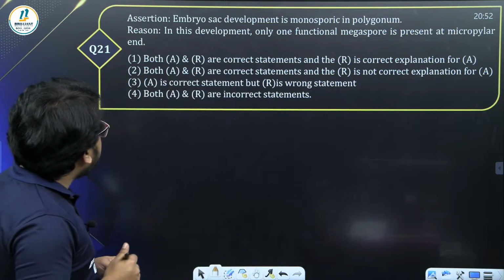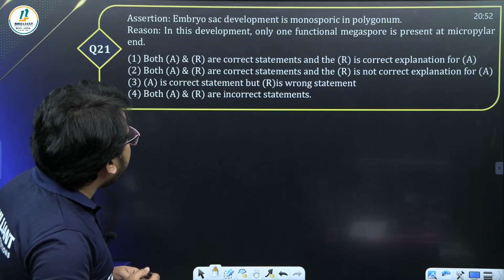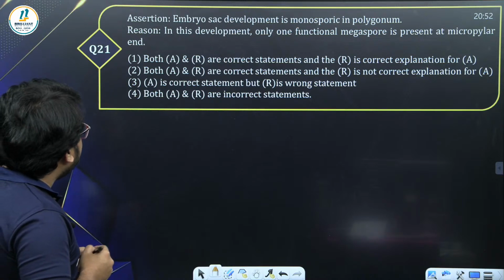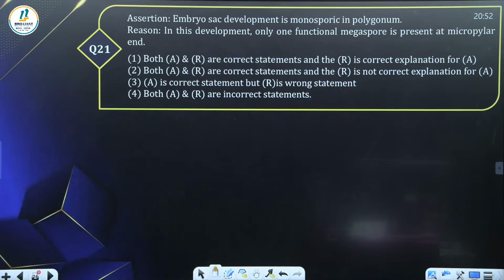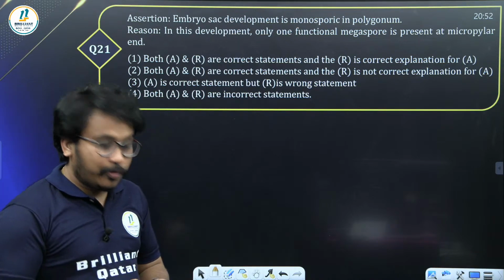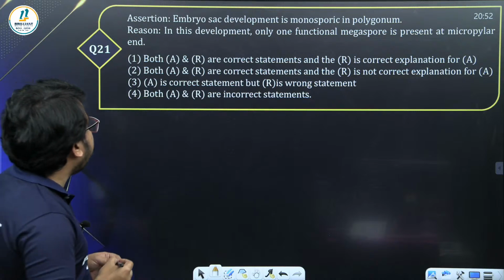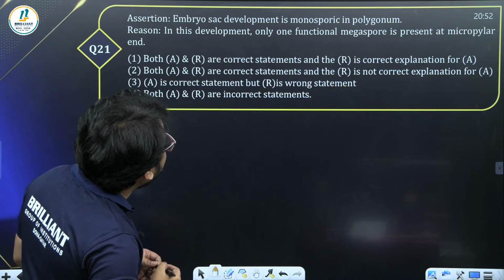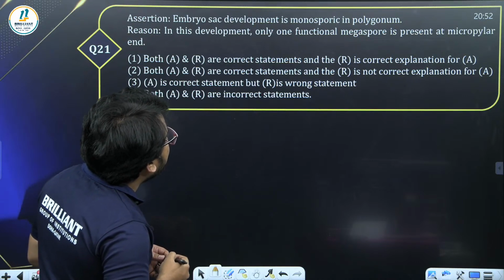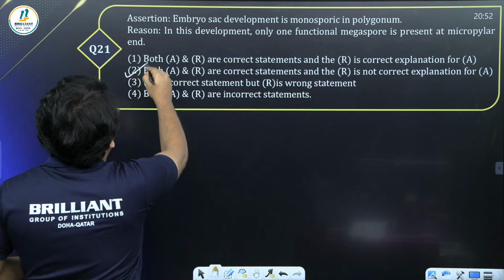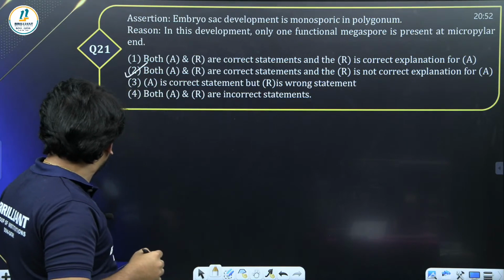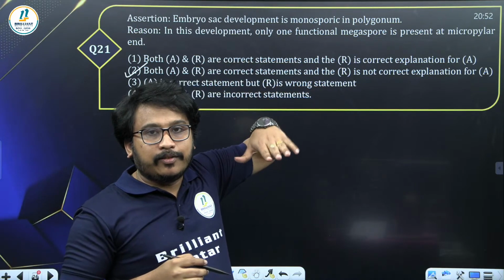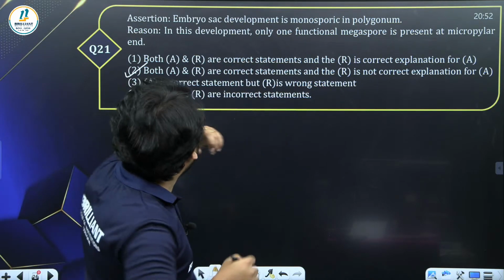Then in this development, only one functional megaspore is present at micropylar end. That is also actually correct. So here you can see only one functional megaspore will be present. So both assertion and reason are correct, but reason is not the correct explanation of assertion. Actually, it is present at micropylar end facing towards the chalaza.